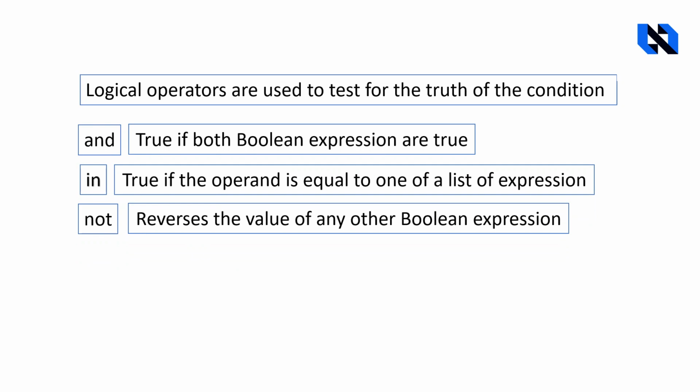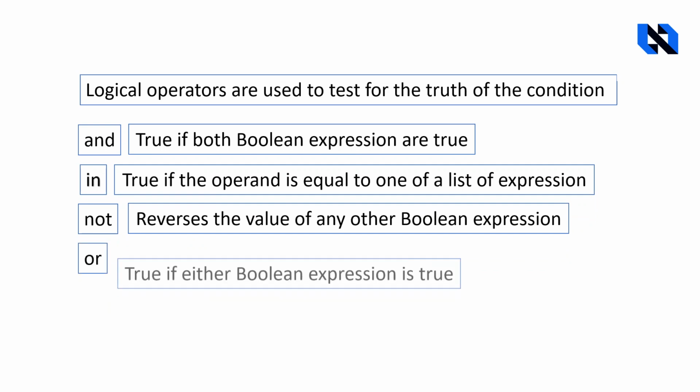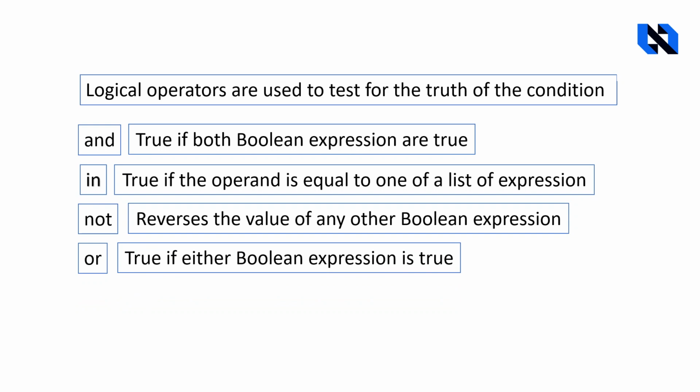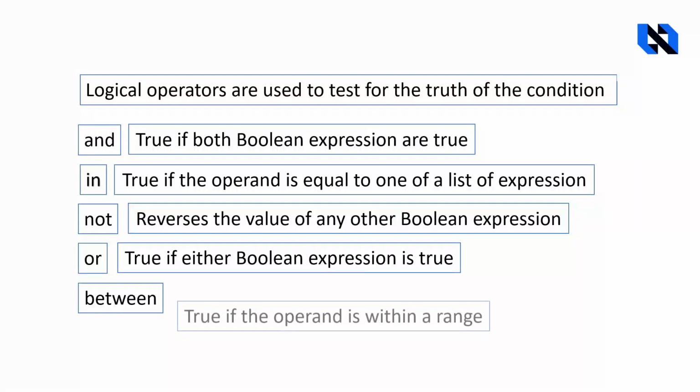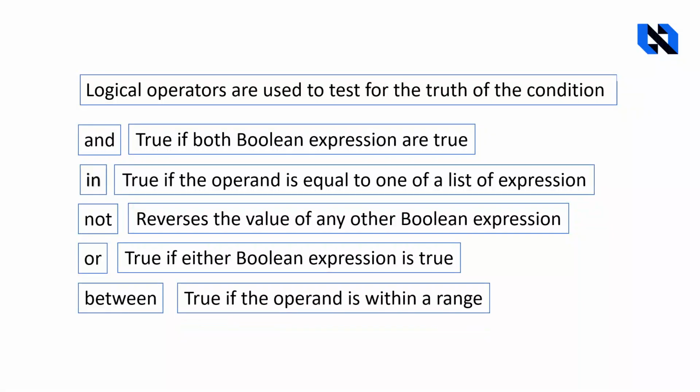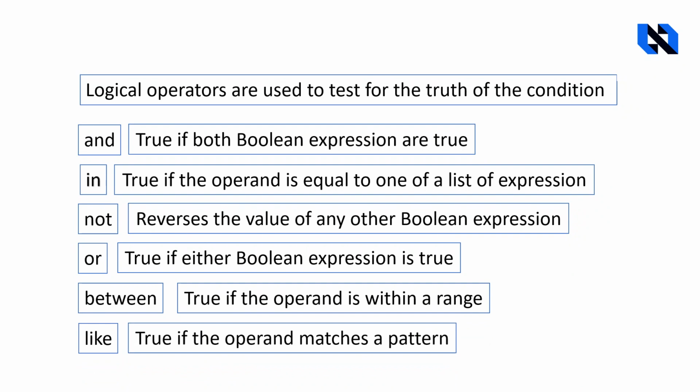So what that means is the same way we have an in, we definitely would have not in. You have the or operator, which returns true if either Boolean expression is true. You have the between, which specifies a range, and returns true if the operand is within a range. Then finally, you have the like, which is true if the operand matches a pattern. Now, this pattern can either be underscore or a percentage.